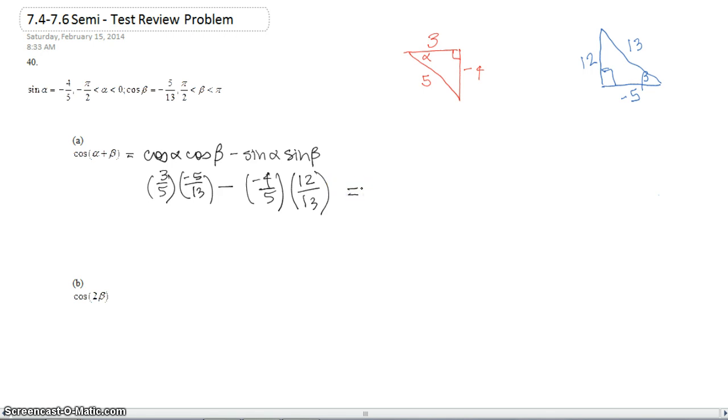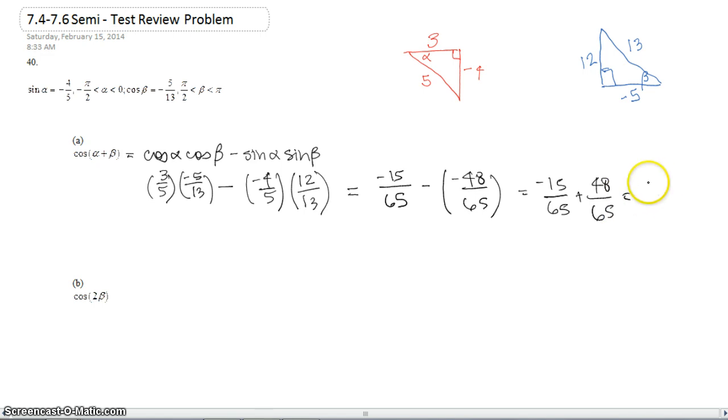Okay, so now we just use our calculators to multiply across. So negative 5 times 3 is negative 15. 13 times 5 is 65. Minus, this is going to be negative 48 over 65. So this is going to be negative 15 over 65 plus 48 over 65. And we get 33 over 65. That is our final answer. That is the cosine of alpha plus beta.